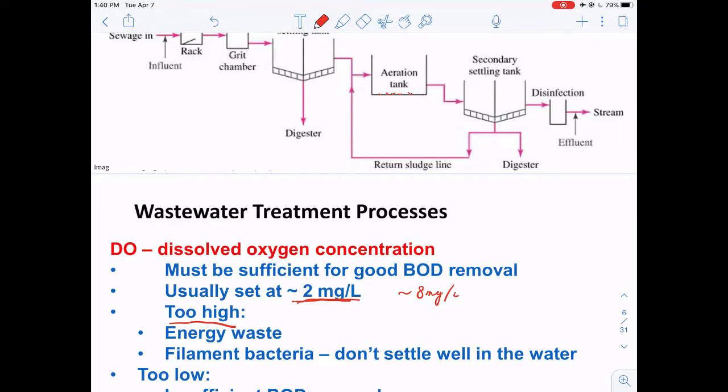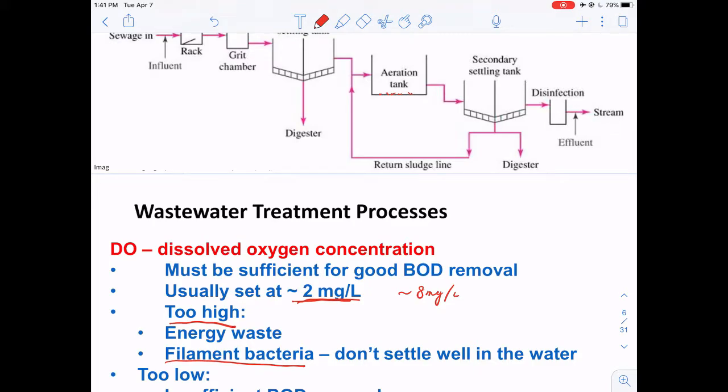Further, if the oxygen concentration is too high, then the growth of filament bacteria is going to be preferred. What that means is that there are going to be different types of bacteria that can grow in the aeration tank.